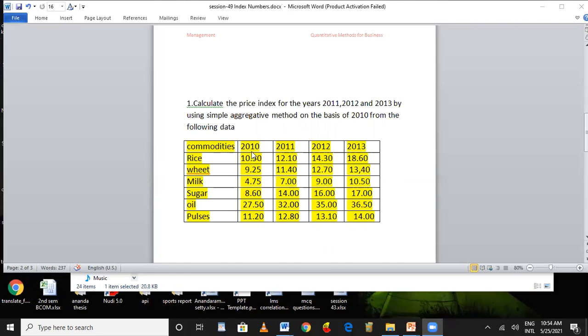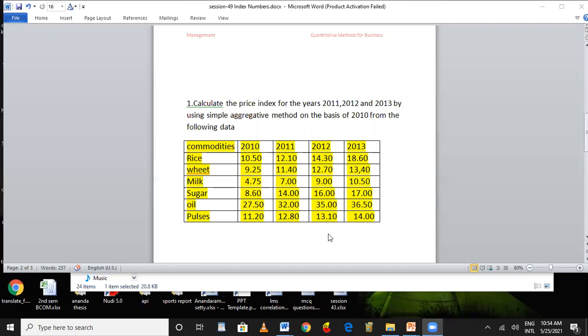The prices of the different commodities, rice to pulses, for 2010 they have given 10.50, 9.25, 4.75, 8.60, 27.50, 11.20. For the year 2011, 12.10, 11.40. For milk, it is 7 rupees. For sugar, 14 rupees. Oil, 32 rupees. Pulses, 12.80. For the year 2012, they have given 13.